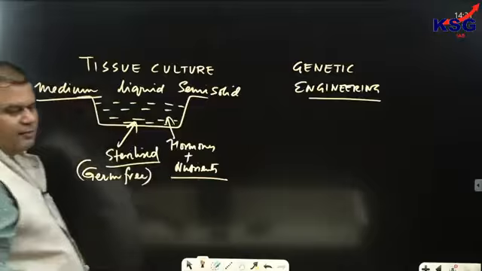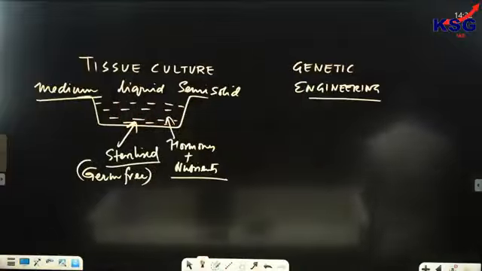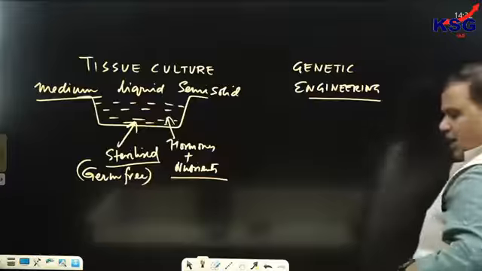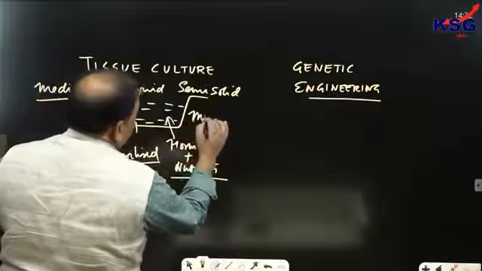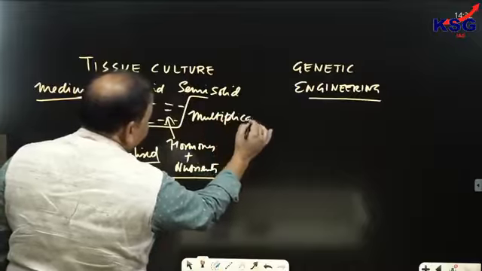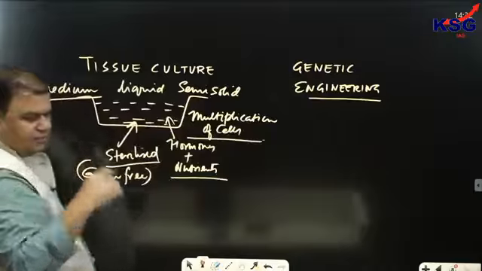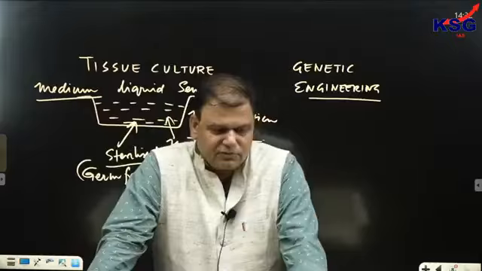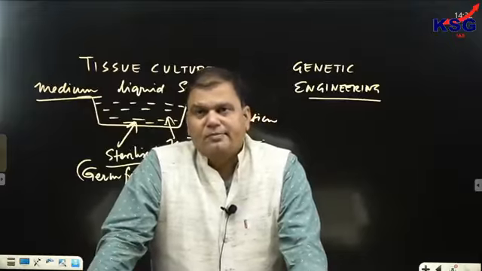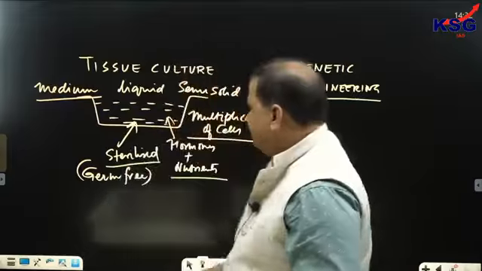Hormones and nutrients are added to the medium so that multiplication of cells takes place. Clear?